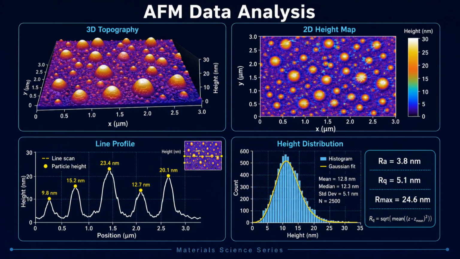For nanoparticles on a flat substrate, you can measure individual particle heights and diameters. Tip convolution affects lateral measurements since the finite tip size makes features appear wider than they are. Deconvolution algorithms can correct for this if the tip shape is known. Height measurements are generally more accurate than lateral measurements in AFM.